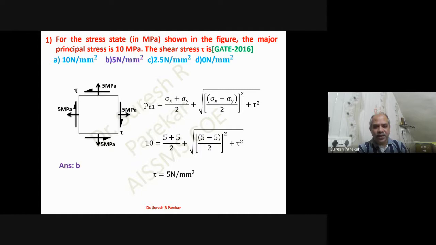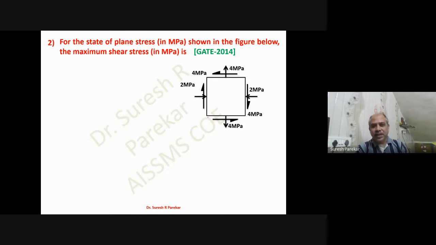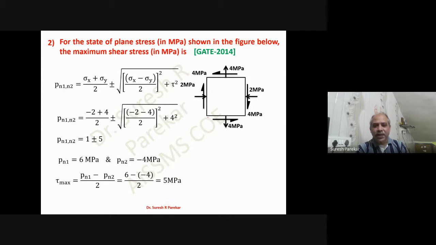Option is B. Then for the state of plane stress shown in the figure below, the maximum shear stress. So from this we have to first find out Pn1, Pn2, and then we have tau max equal to Pn1 minus Pn2 upon 2. So you can see this, and by solving this we will get this answer as 5, so that is 5 MPa.